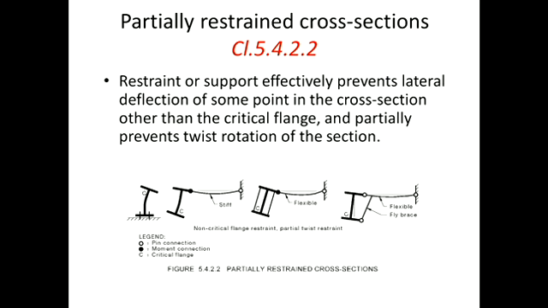So this is for fully restrained cross sections, and then the standard says that for a cross section to be partially restrained, we have to have non-critical flange restraint, as shown here, for example, or there, and then we have partial twist restraint. So in the case of this example, we have a stiff beam which is connected to the non-critical flange. So it's going to induce maybe partial twist restraint as well. So these are some of the definitions.